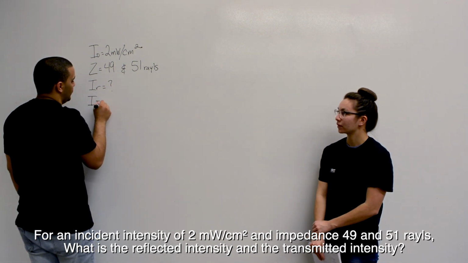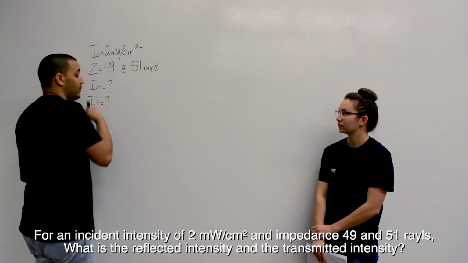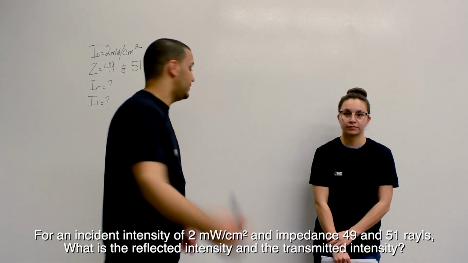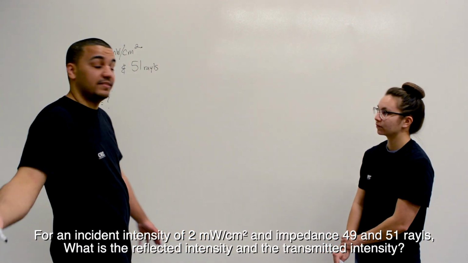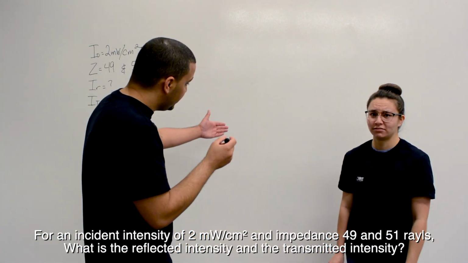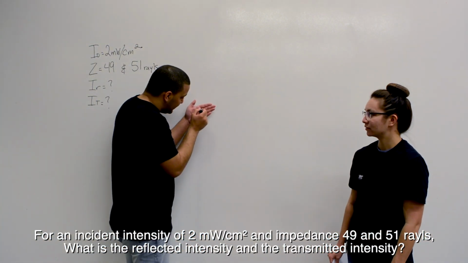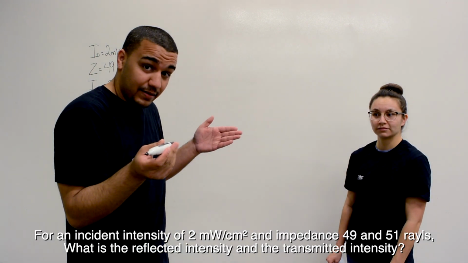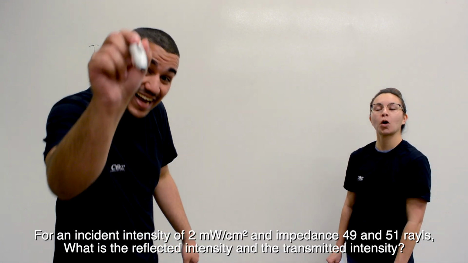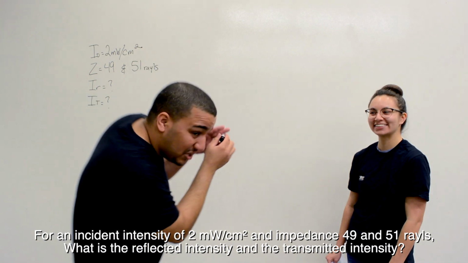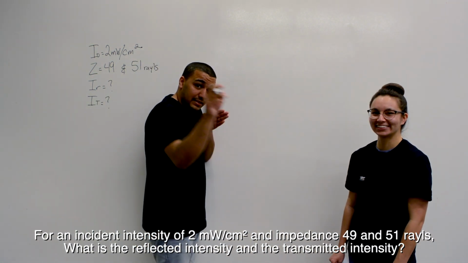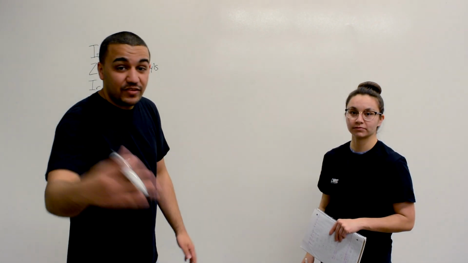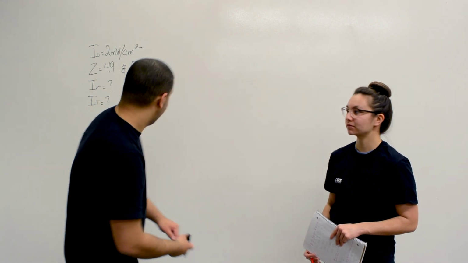So here, we're solving for reflected intensity and transmitted intensity. Now, what is reflected intensity? If an object is hitting something and it just so happens to come back, that's reflected intensity. But if that object goes through it, that's called transmitted. To solve this problem, we need a bunch of equations.